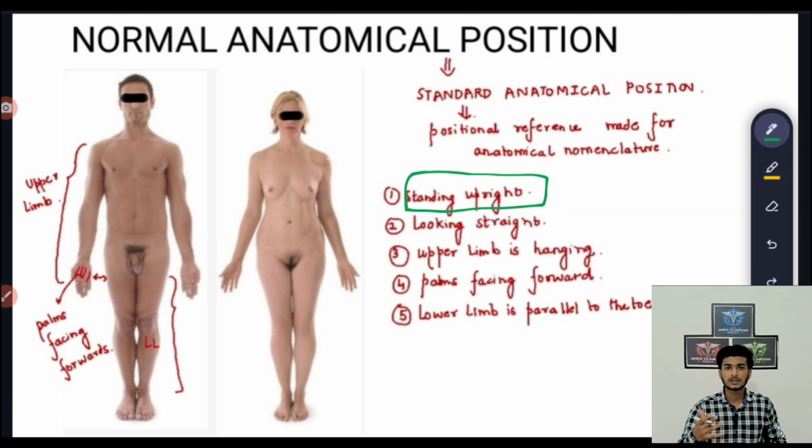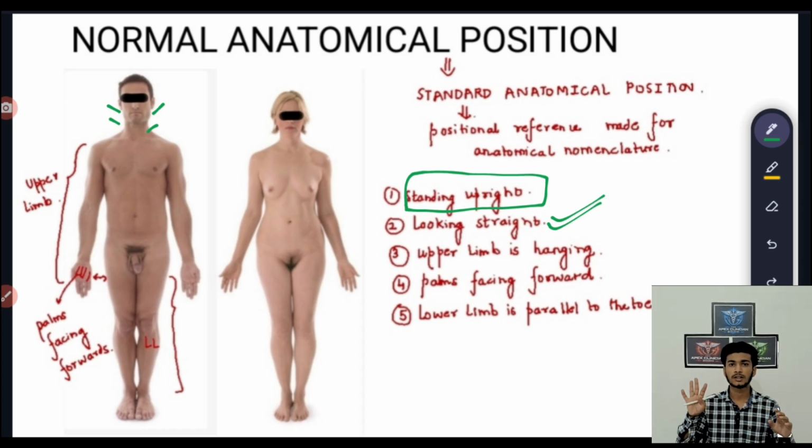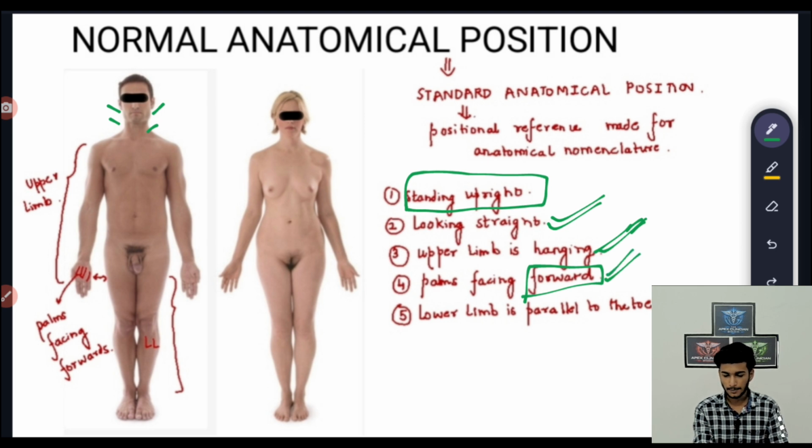Apart from this, the person should be looking straight. He should not be looking here, not here. He should be looking straight. The first thing, he should be standing upright. The second thing, he should be looking straight. The third thing is that the hand should be dropped and should be facing towards the observer, not like this. It should be facing like this towards the observer. So the upper limb should be hanging and the palm should be facing forward.